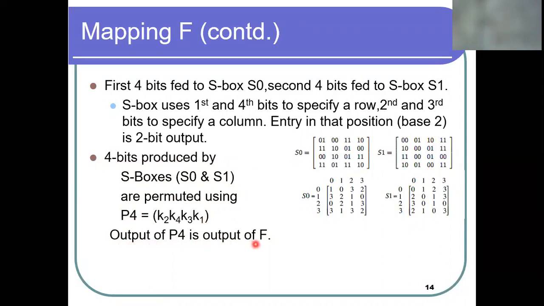So F is nothing, it is just the output of this whole encryption mechanism, and this is the output. And you can see over here, these are our substitution boxes, and these are standard substitution boxes that are now used in simplified DES, Data Encryption Standard. This is in terms of binary representation, and this is the decimal representation of our substitution boxes.